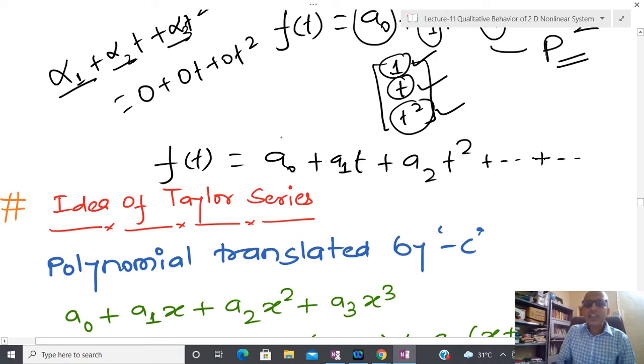But the question is how to calculate a0, a1 and a2. If you see it in terms of the equation, I have some kind of algebraic equation, one algebraic equation, but an infinite number of variables are involved here. Now the question is how to calculate those variables a0, a1 and a2.